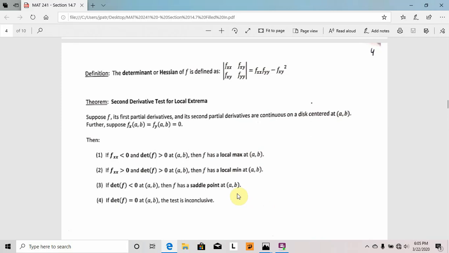Then if the determinant's negative, you get a saddle point. And then the fourth one, if the determinant is 0, you have an inconclusive test. That does not happen in this section. It's there in our book, and I threw it in just for completion. But that fourth option you really don't have to worry about, at least not for right now.